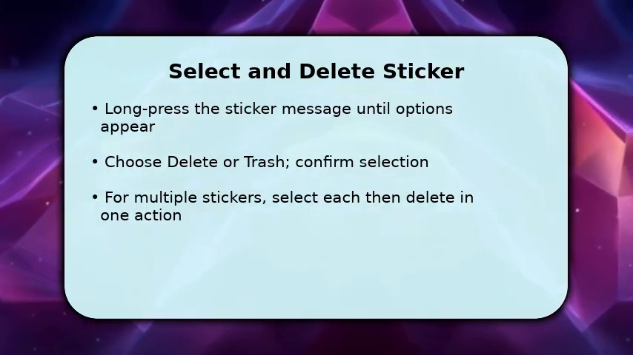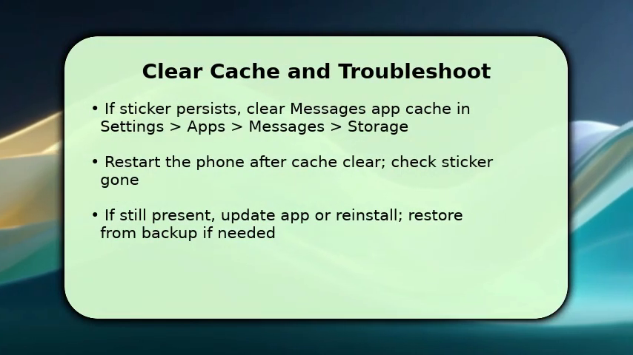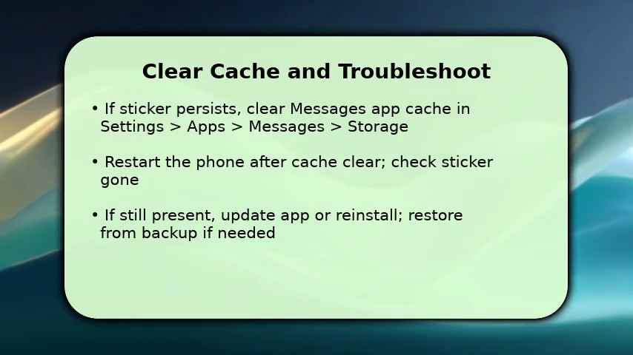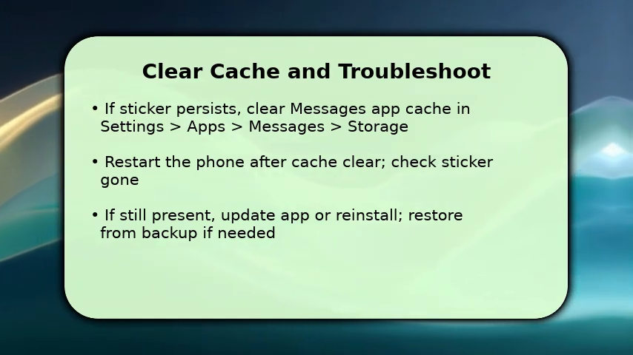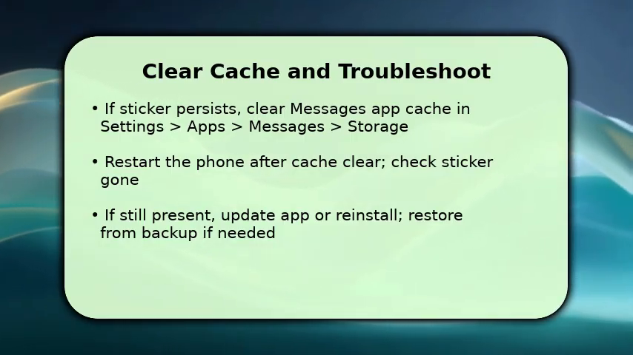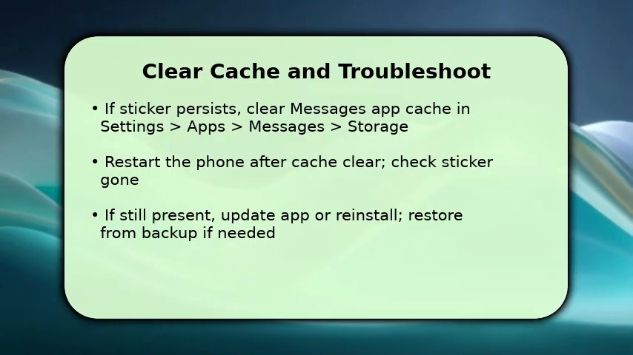After deleting, if the sticker still appears, clear the Messages app cache. Go to Settings, Apps, select Messages, Storage, then Clear Cache. Once done, restart the phone to refresh the app and confirm the sticker is gone. If the problem persists, update the app or uninstall and reinstall it. That often resolves sync or display issues.